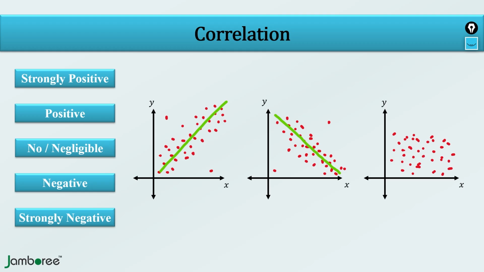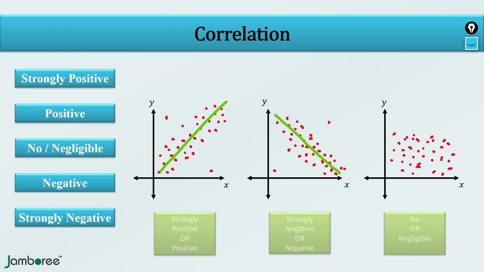Now let's address the elephant in the room. How to differentiate between strongly positive and positive correlation, and strongly negative and negative correlation? And more importantly, is this differentiation required? To answer the question, we can differentiate between strongly positive and positive correlation and strongly negative and negative correlation with the help of another concept called correlation coefficient. But since this concept is not asked in GMAT, we can treat strongly positive and positive correlation as one and strongly negative and negative correlation as the other.